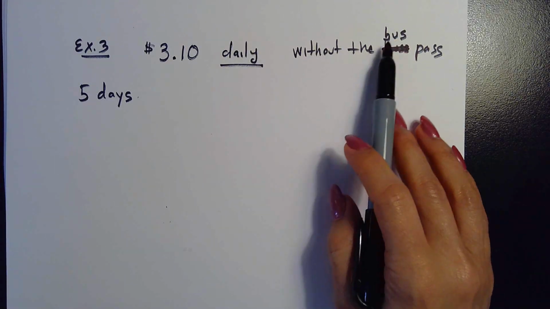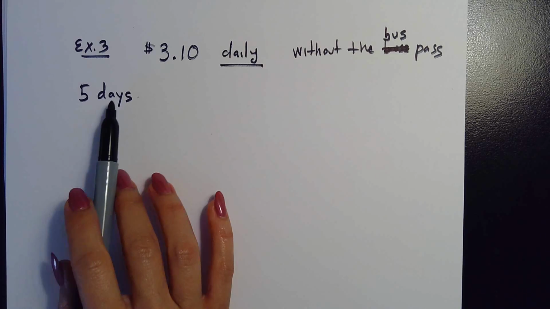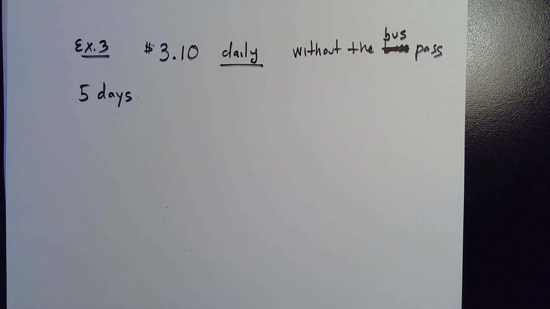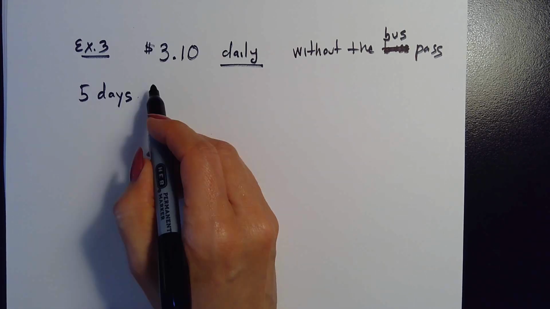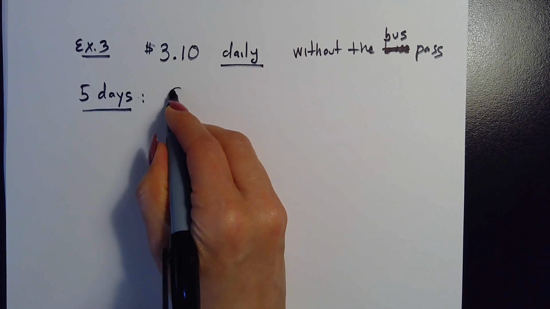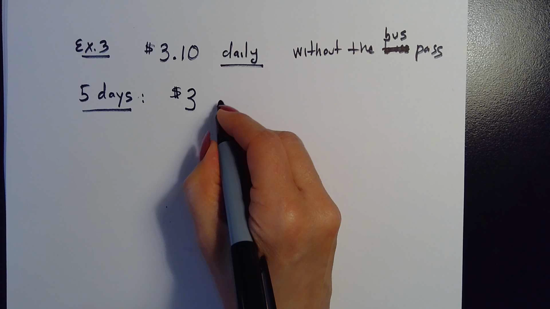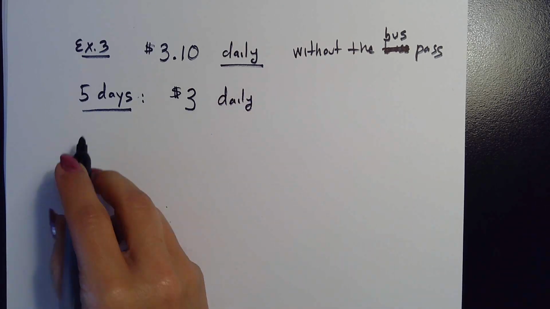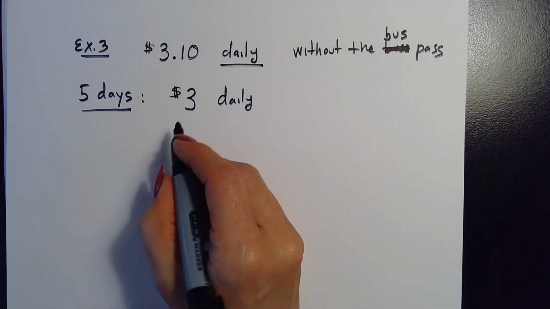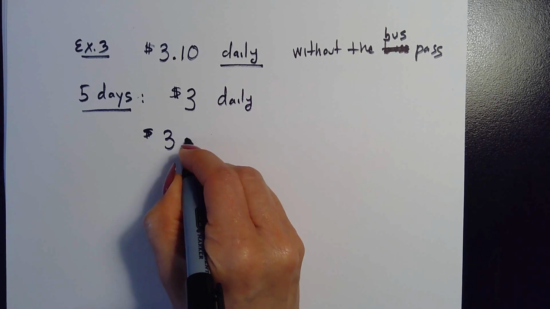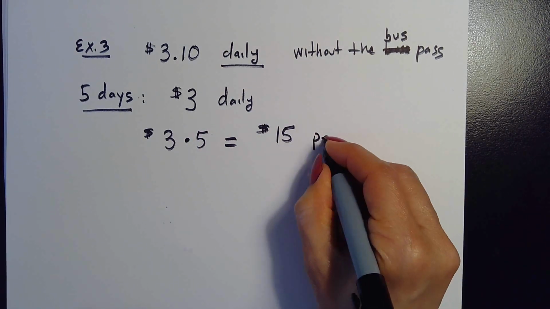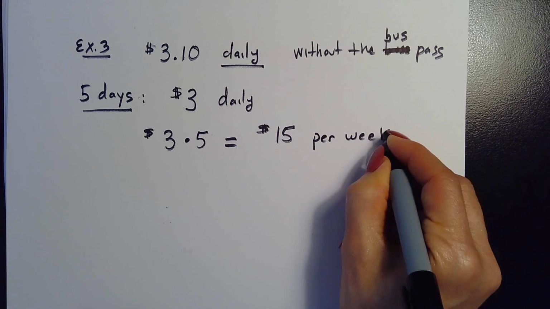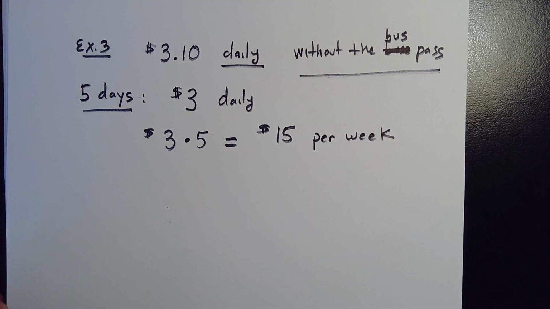So without the bus pass, 5 days. Because we're going to estimate, let's estimate to the nearest dollar here. So that's just going to be 5 days, $3 daily, right? If she does this 5 days, then per week you have $3 times 5 days, which is equal to $15 per week. And this is without the pass.